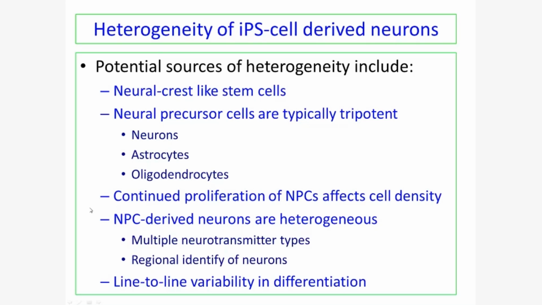And another consideration is the fact that NPCs generate neurons that are in and of themselves often a heterogeneous population. Multiple neurotransmitter types are often generated from the same differentiation, for example, the production of both glutamatergic and GABAergic neurons, and also the regional identity of neurons can vary to some degree, regardless of what the overall aim of the differentiation protocol is. And finally, another consideration is line-to-line variability, which is one of the reasons why it's very important to consider using multiple lines from each individual under study, so multiple independent iPS cell lines.